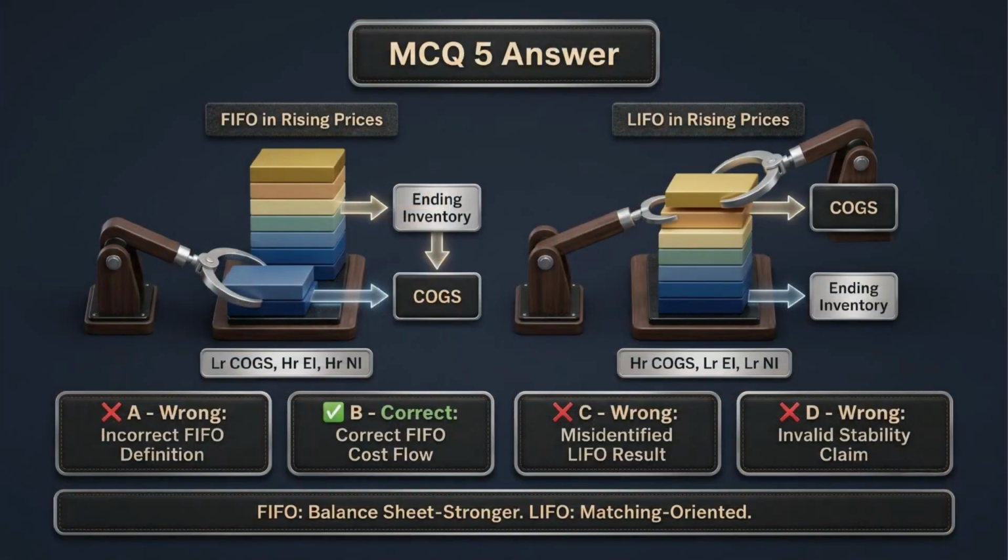In rising prices, FIFO sends older, lower cost units to COGS first and leaves newer, higher cost units in ending inventory. That means FIFO usually gives lower COGS, higher ending inventory, and higher income than LIFO. A is wrong because it reverses the FIFO result. C is wrong because LIFO sends newer, higher cost to COGS, usually producing higher COGS and lower income. D is wrong because FIFO and LIFO diverge when costs change. FIFO is balance sheet stronger in rising prices, while LIFO is more current cost matching oriented on the income statement.